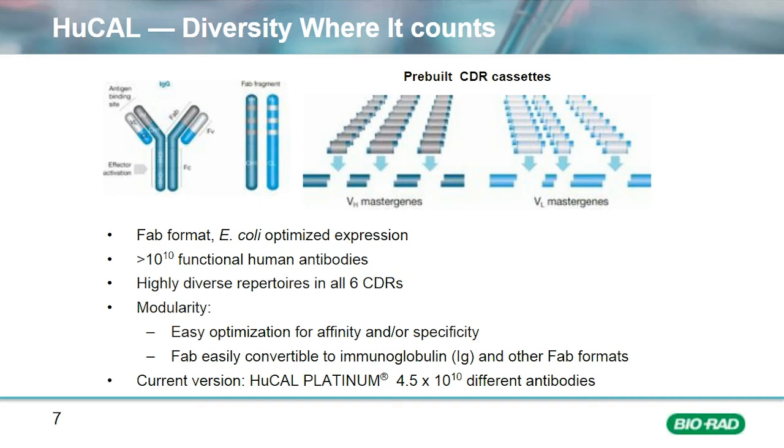The framework genes themselves have restriction sites into which pre-built CDR cassettes, CDR being complementarity determining region, or the cassettes encoding the hypervariable regions of the antibody, are inserted. And then there is diversity at the level of the CDRs, which are diversified by a process called trinucleotide mutagenesis.